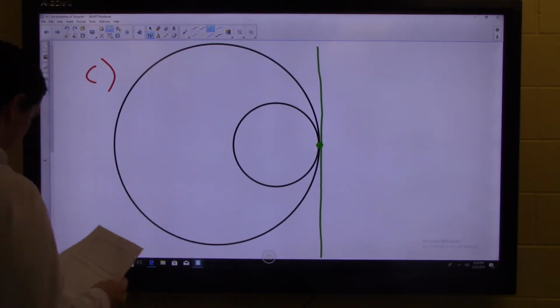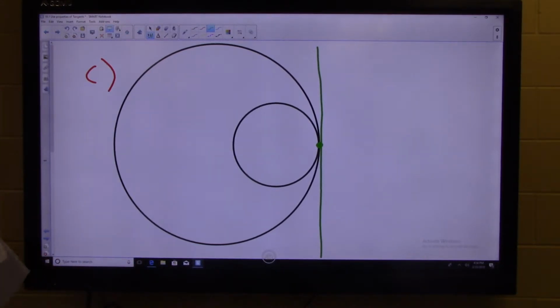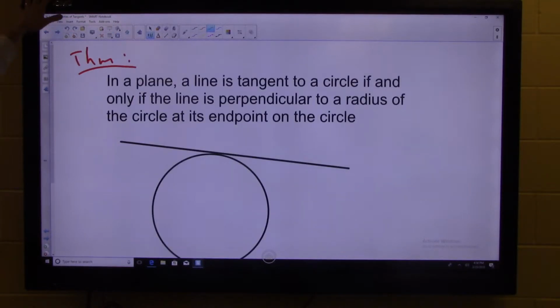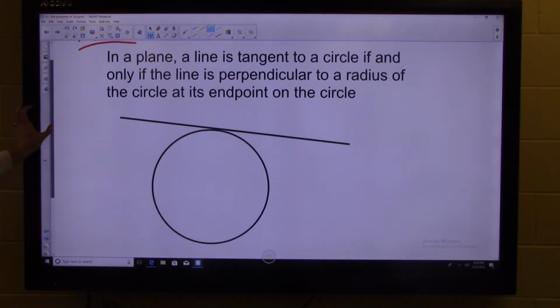Okay, let's keep it rolling. I'm going to get to the next theorem here. So guys, really all we've talked about so far are just different facts, different terms. So we're actually going to get to a theorem. A theorem is a fact that you can prove, but we're not going to prove them. We're just going to accept them and move on. So here's the first theorem.